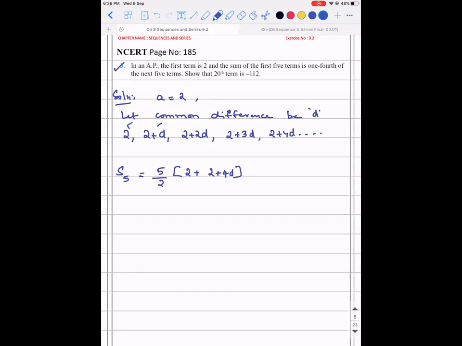I wrote it as n by 2 into A plus L. I used that logic. So that will be 5 by 2 into 4 plus 4D. So 5 into 2 plus 2D, what will it be? 10 plus 10D. Let this be equation number 1.